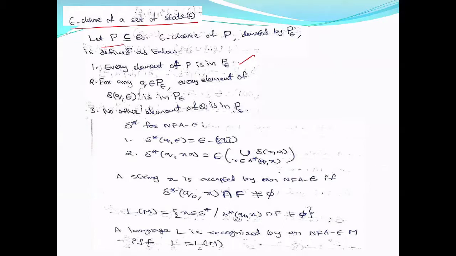Suppose it contains A and B. Then you calculate A, make the epsilon transitions, then take B and take its epsilon closure and make the union. Then you will get the epsilon closure for a set of states, more than one state. So this is how you can calculate epsilon closure for a given set of states. How do you calculate? Every member of P is included in PE, because starting in the same state is same as ending in the same state.